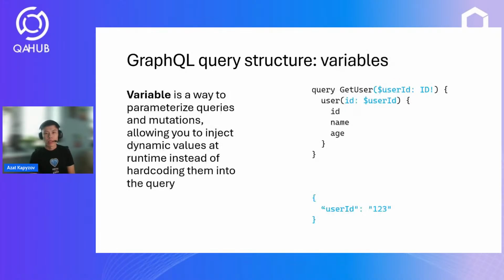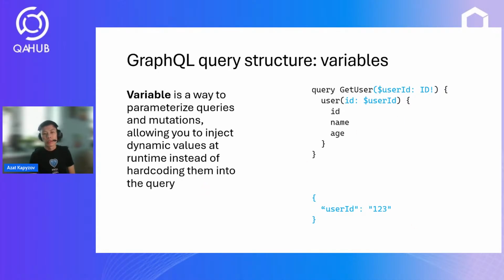Okay, the next component is variables. A variable is a way to parameterize queries and mutations. We will talk about mutations later. Variables allow you to inject dynamic values at runtime instead of hard coding them into the query.